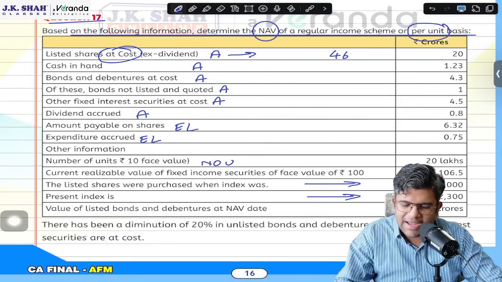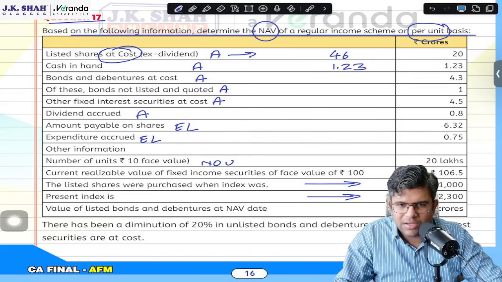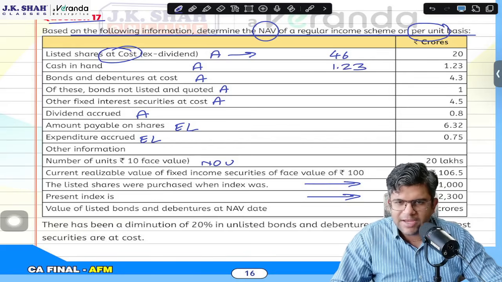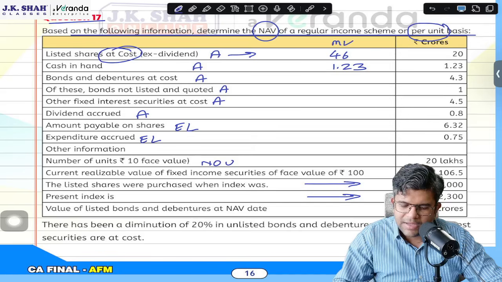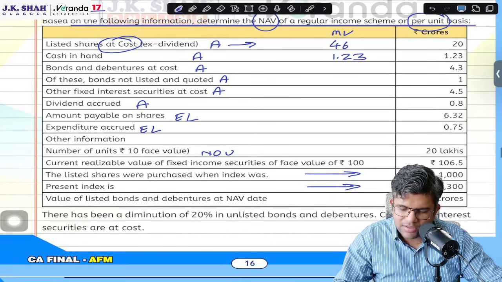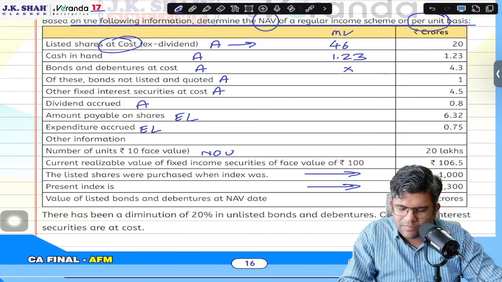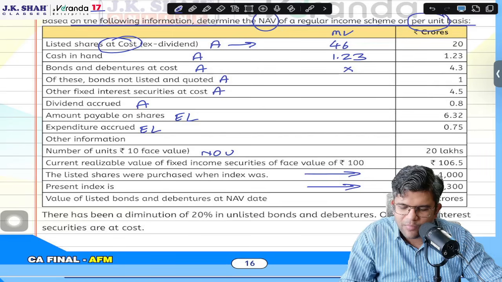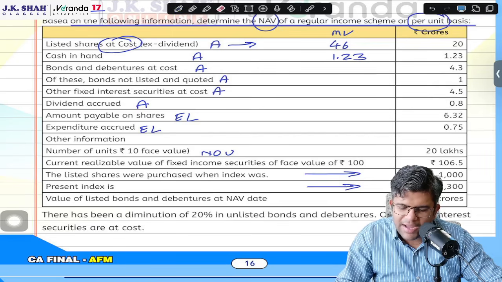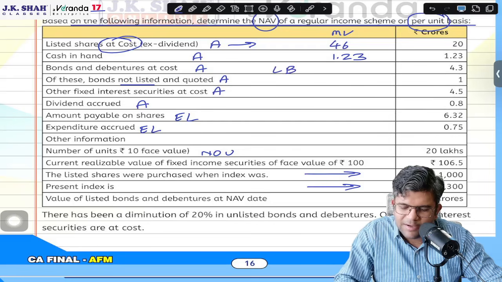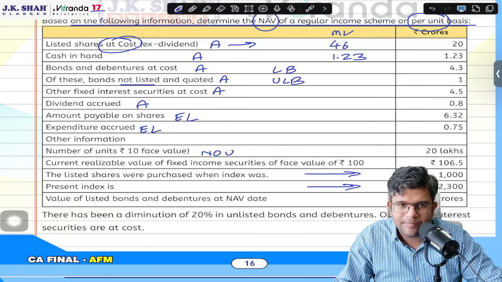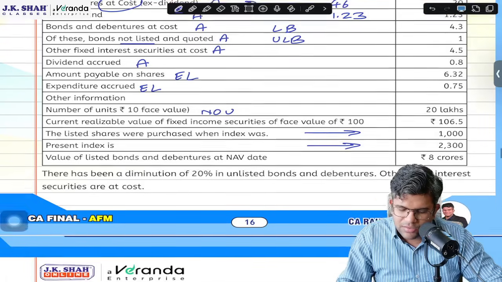Next, students, cash in hand. Nothing to touch here. I hope you realize market value and book value of cash will be the same. Give me a Y. Next, bonds and debentures. Right now we put a cross here because I'll have to bifurcate the bonds and debentures into two parts. As you have read, there is something which is not listed and therefore there will be something which is listed. So I would like to write like this: listed bonds, unlisted bonds. Comfortable? Okay, students, read this.